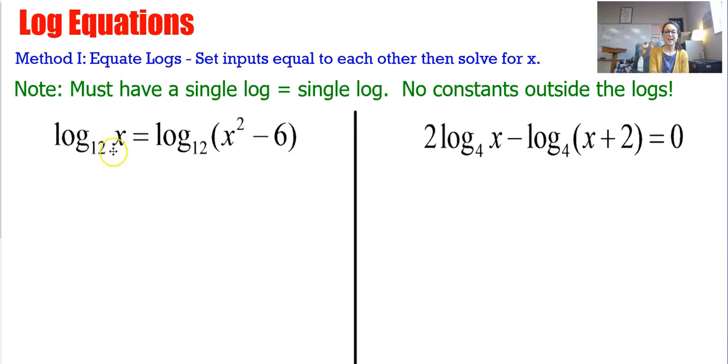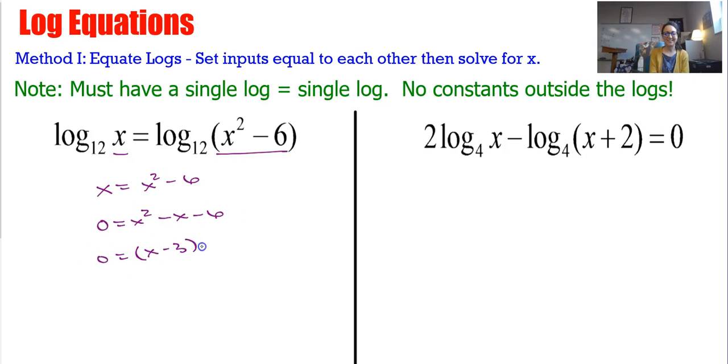So for example here, I have log base 12 of x equals log base 12 of x squared minus 6. So this tells me I can just set x equal to x squared minus 6, right? What kind of equation is this now? This is a quadratic, so let's get everything on one side and see if we can factor. So this would factor into x minus 3, x plus 2.